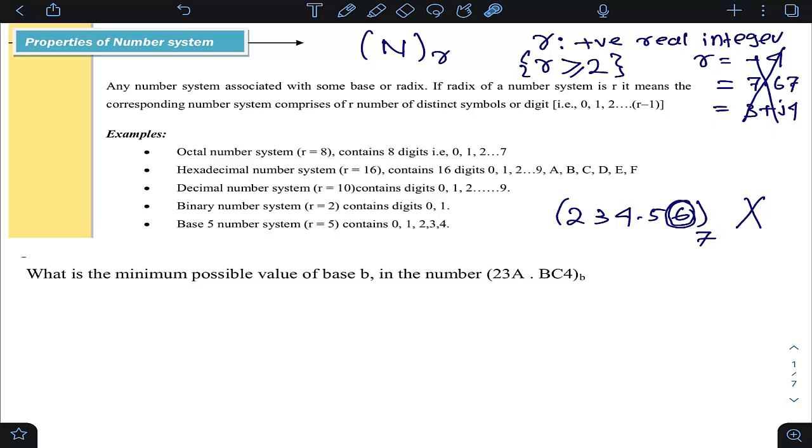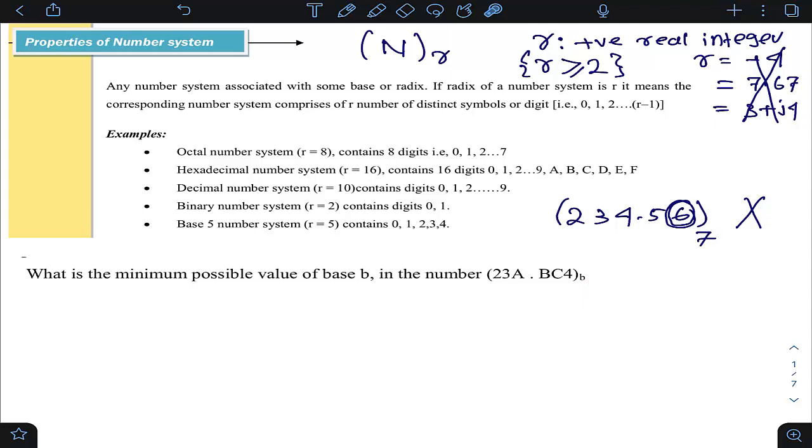Okay. Now, let us solve one question, students. This question was asked in one of the engineering services old papers. So the question is, what is the minimum possible value of base b in this number? The number is 23A.BC4, base b. What is the minimum possible value of b?